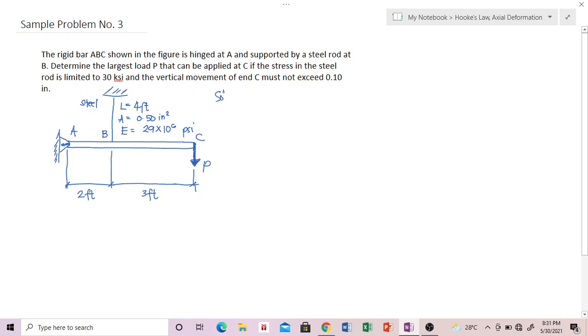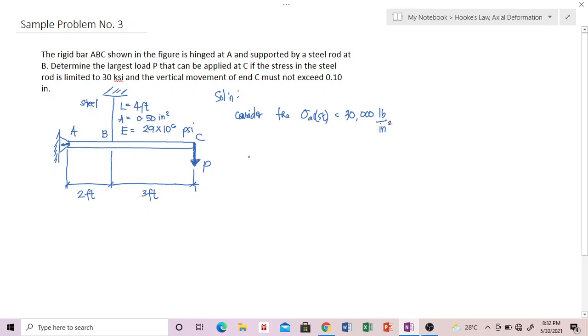Okay, for our solution, what is being required in the problem is the maximum load P that can be applied, considering first the allowable stress. So let us consider first the allowable stress of steel, which is equivalent to 30 kilopounds per square inch or 30,000 pounds per square inch or psi.